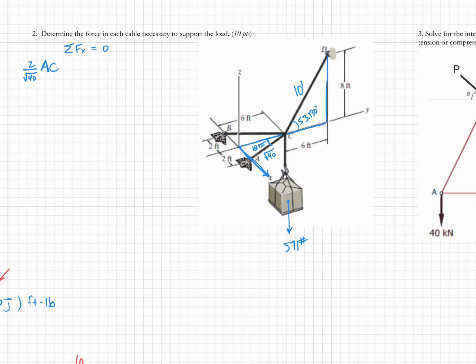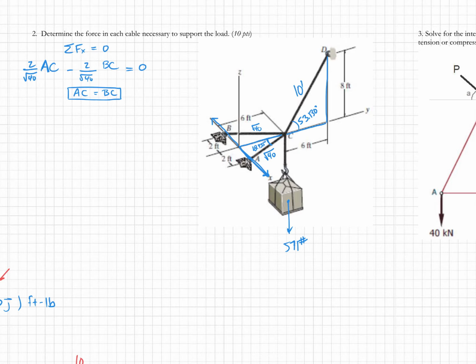And then I've got this negative component, which right here, that's the BC. So it's going to be minus BC, and of course, it's the square root of 40 as well, divided by the square root of 40, and 2, because I want the portion that is in the x direction, equals 0. So ultimately, what you're going to get out of this is that AC equals BC. Sweet.